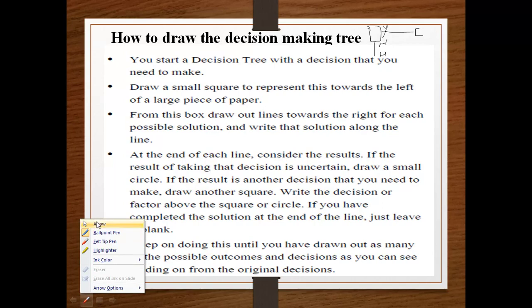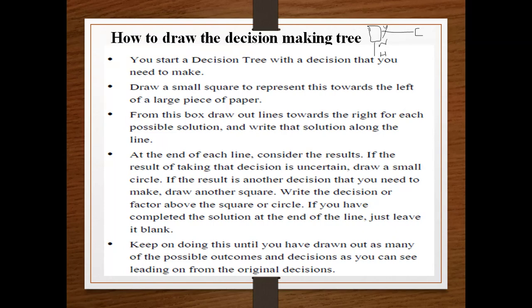Okay, come back to the slide. Here, what it says, the same thing I have put into points. It says that first, draw a small square to represent the decision, towards the left of a large piece of paper. So I have drawn it here.